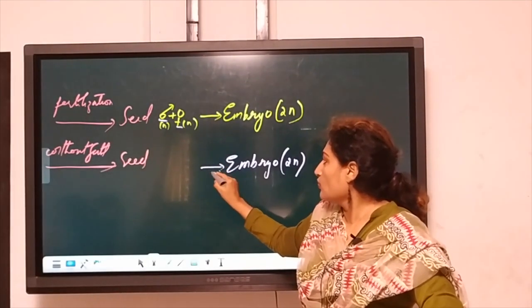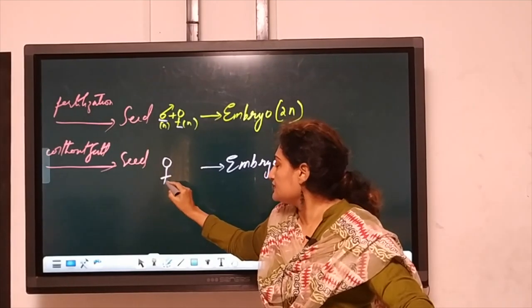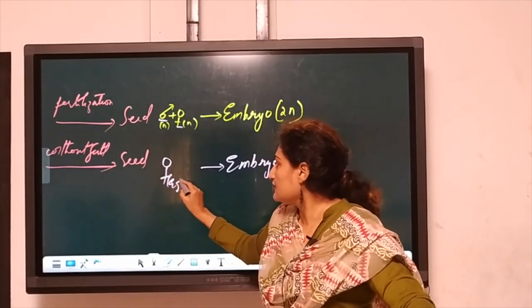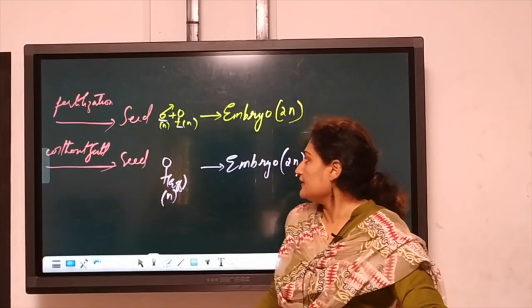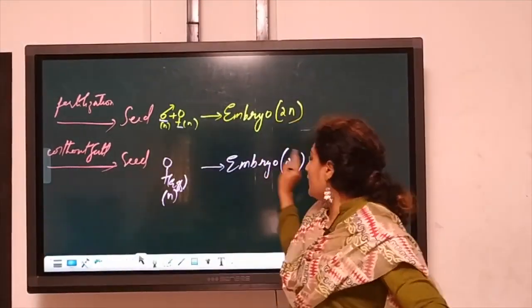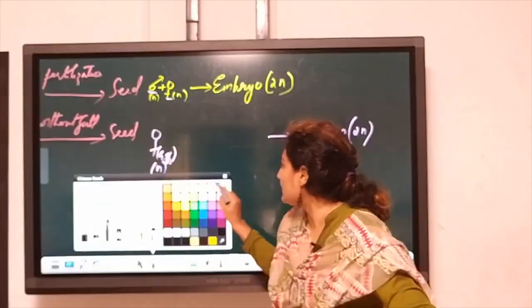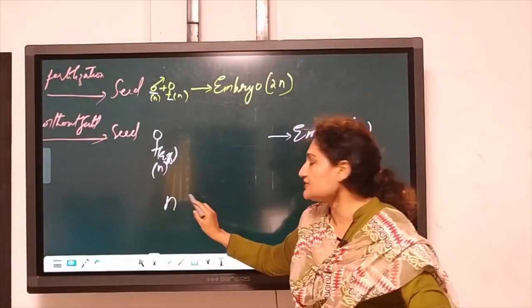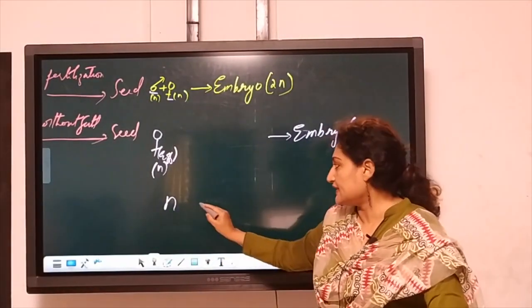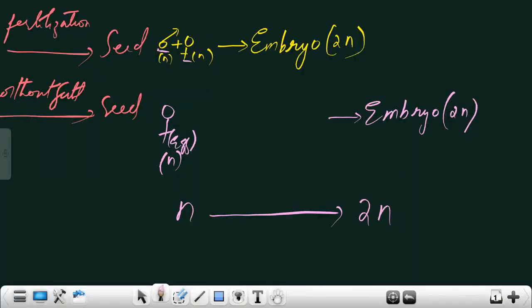Then here it's only the egg, that is the female gamete, n, that is becoming the embryo. Now, how did n become 2n? Just apply your 11th standard level knowledge. When a cell is n, that is haploid, how will it become 2n? Answer, simple as that.